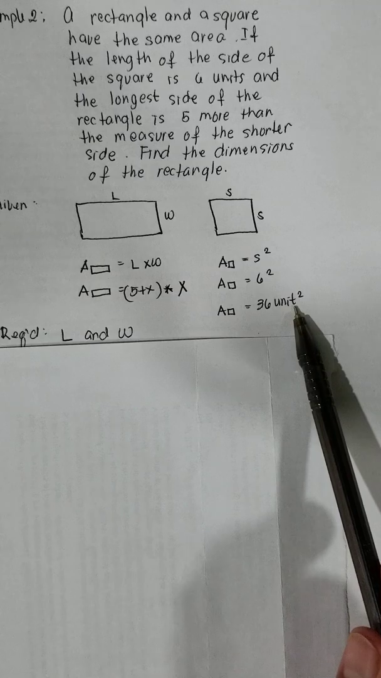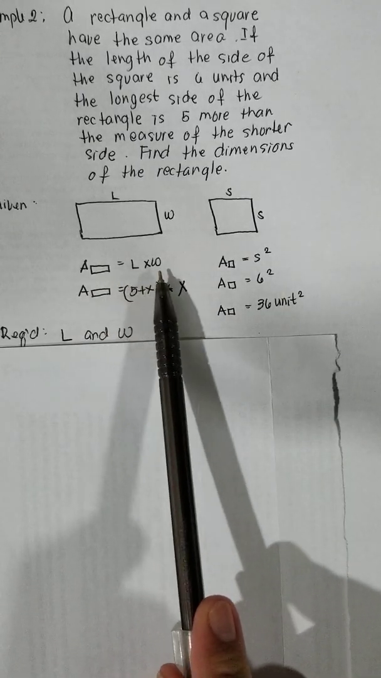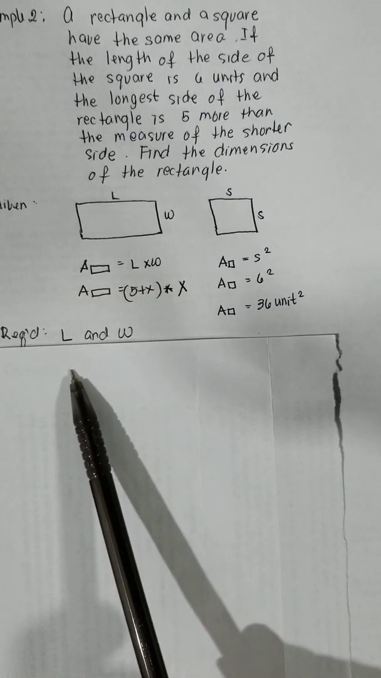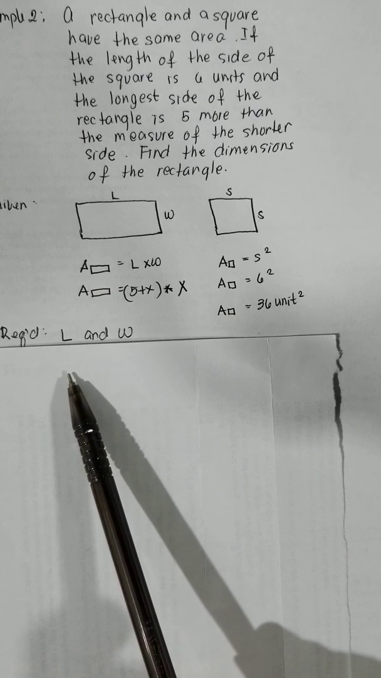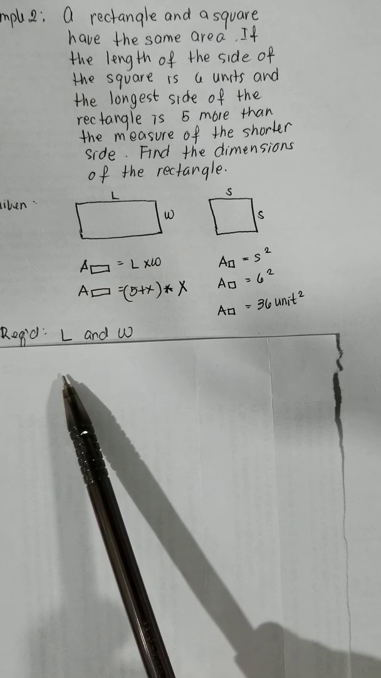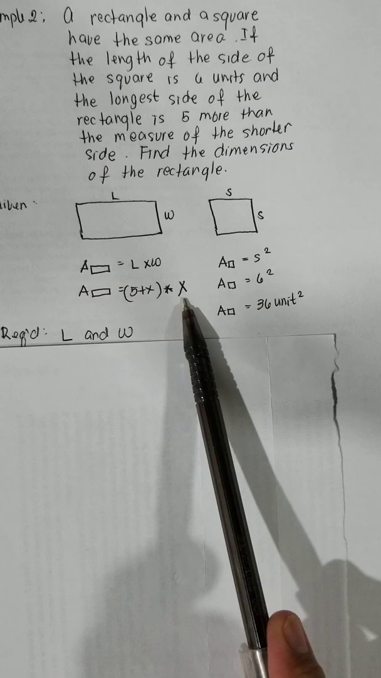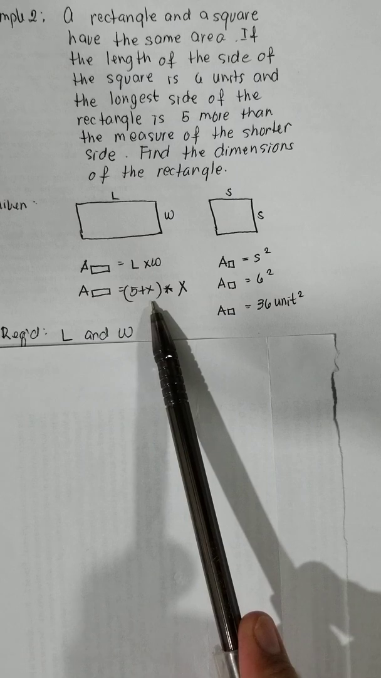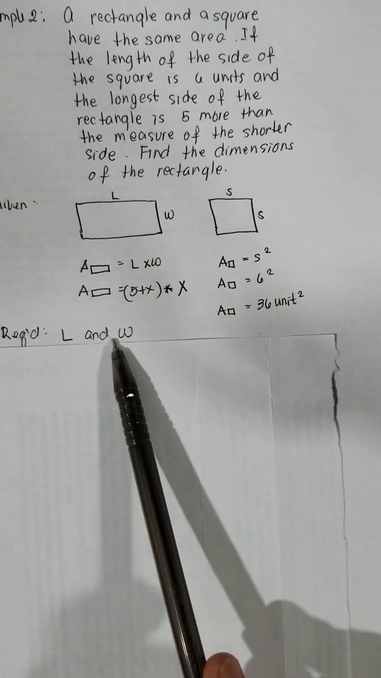The area of the rectangle is given as length multiplied by the width. Since in the given problem, the longest side of the rectangle is 5 more than the measure of the shorter side, we represent the shorter side as x. Thus, the longest side will be 5 plus x. We are being asked to find the dimensions of the rectangle, which are the length and the width.